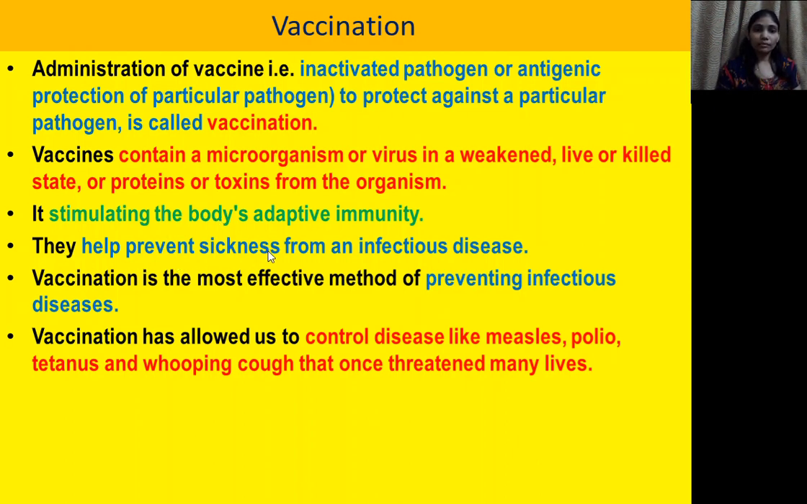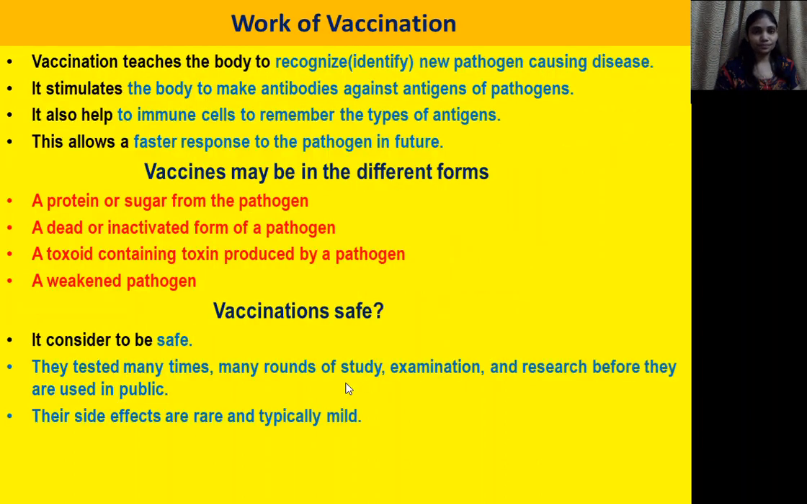They help prevent sickness from an infectious disease. Vaccination is the most effective method of preventing infection or infectious disease, which protects from that infectious disease. So vaccination is very important. Vaccination has allowed us to control diseases like measles, polio, tetanus, and whooping cough that once threatened many lives. How does vaccination work?